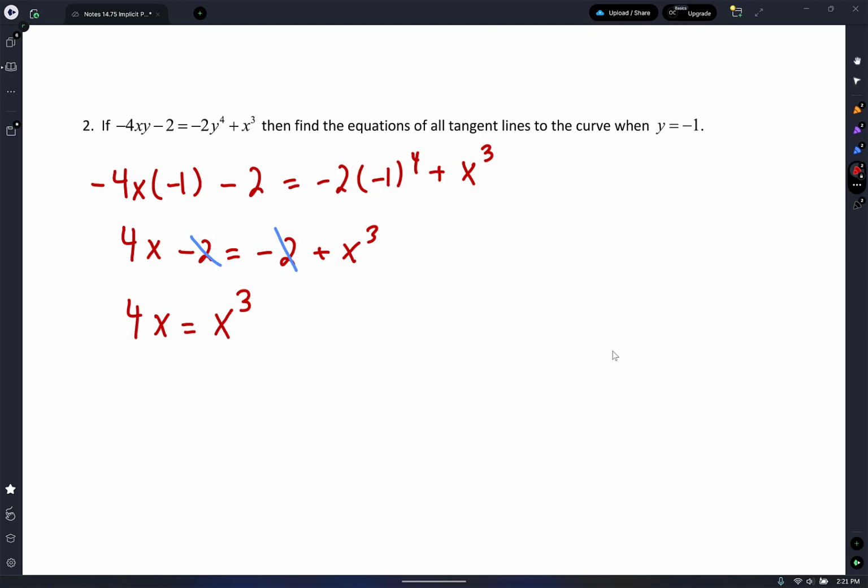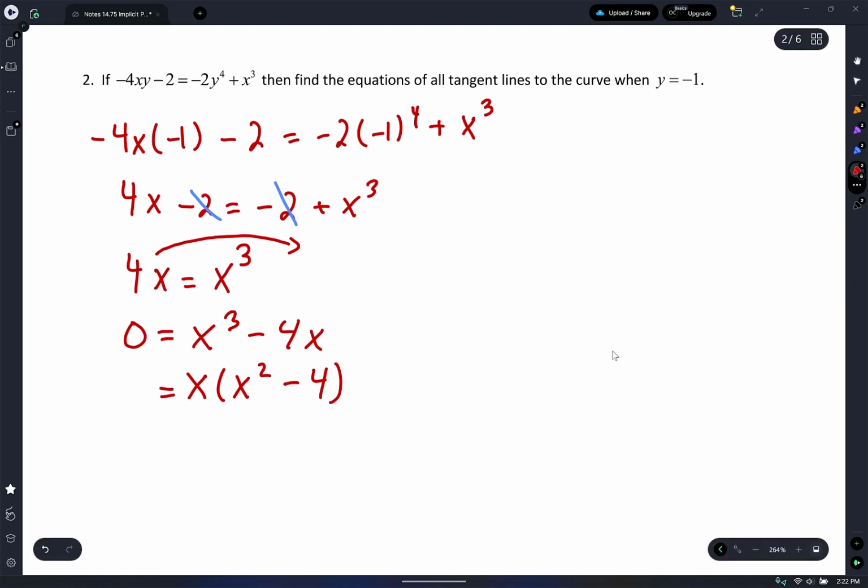The easiest way to do this, the most common way to solve for this, is you move that 4x to the right. You can also move the x cubed to the left. Doesn't matter. But I like to have x cubed positive, guys. 0 equals x cubed minus 4x. And now it's easy. Now we just got to figure out what makes this 0, right? So just factor out an x, guys. And then you have x squared minus 4. And all that still equals 0.